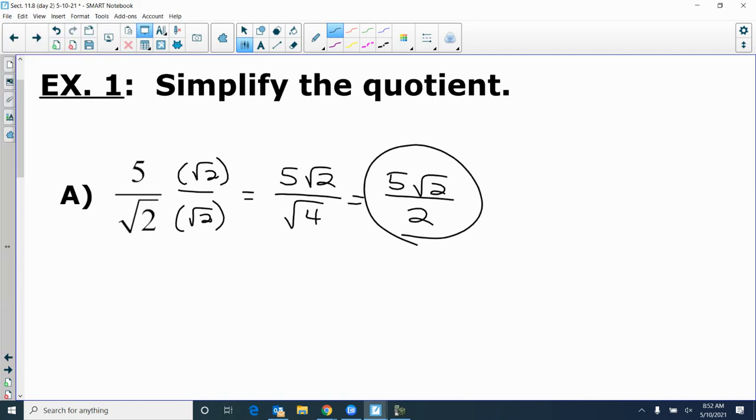For reasons just to make things consistent, we don't want to have a radical in the denominator. You've got to know this procedure. It's called rationalizing the denominator. Basically, you get the radical out of there. So rationalizing the denominator.